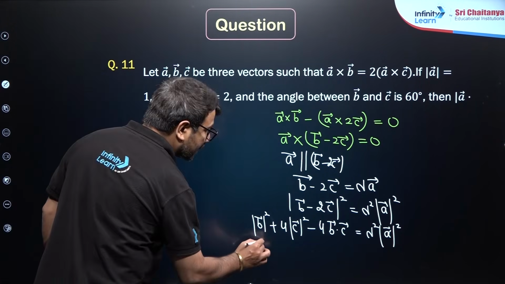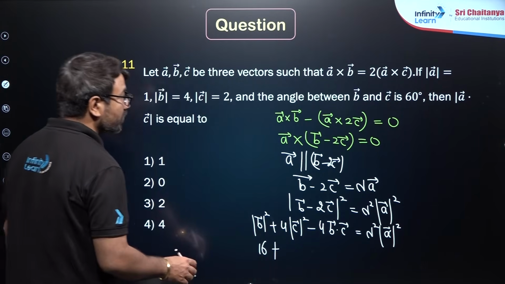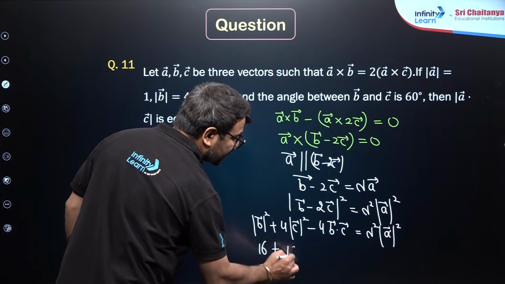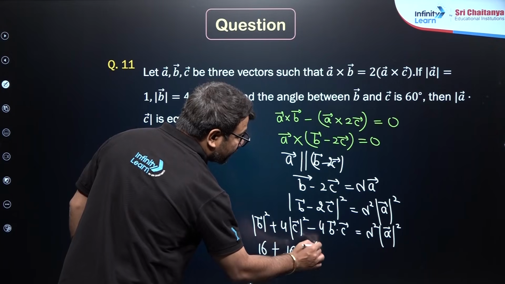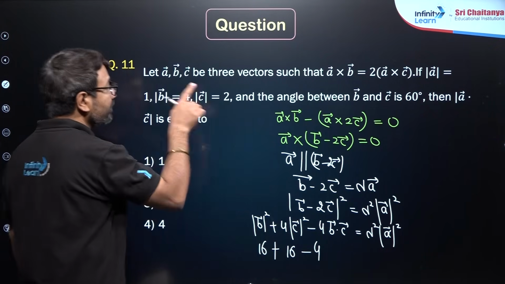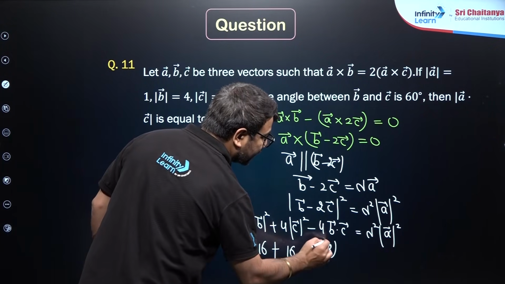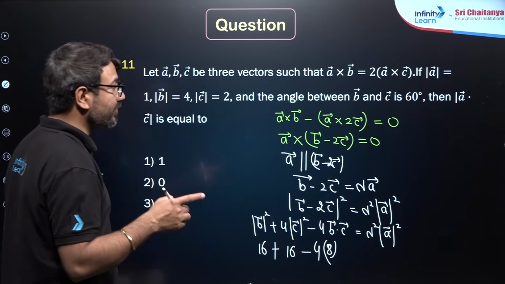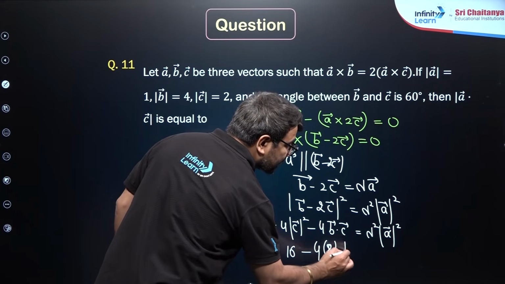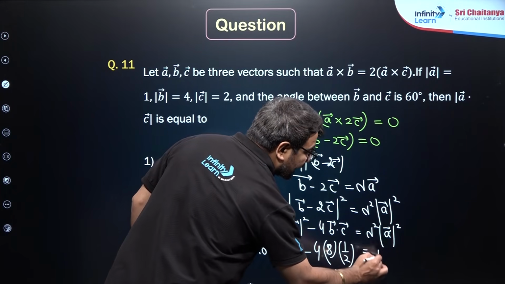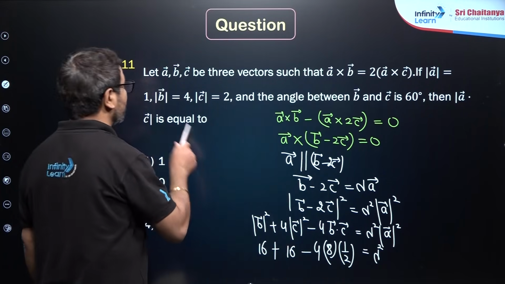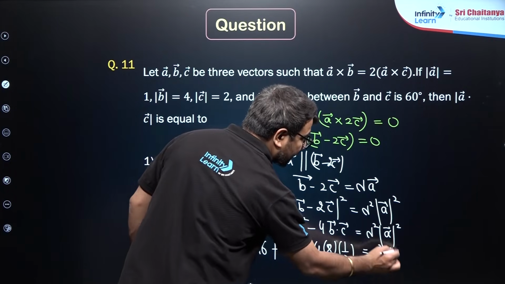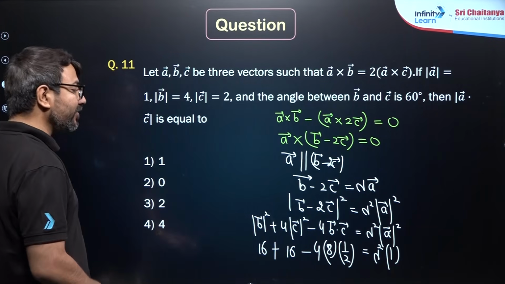Mod B square will become 16, mod C square will become 4 into 4, 16, and then B dot C, so mod B mod C, so that will become 8 into cos theta. The angle between B and C is given to you as 60, so cos 60 will have a value half, and lambda square times mod A square value is 1. So in this way you can easily find the value of lambda.